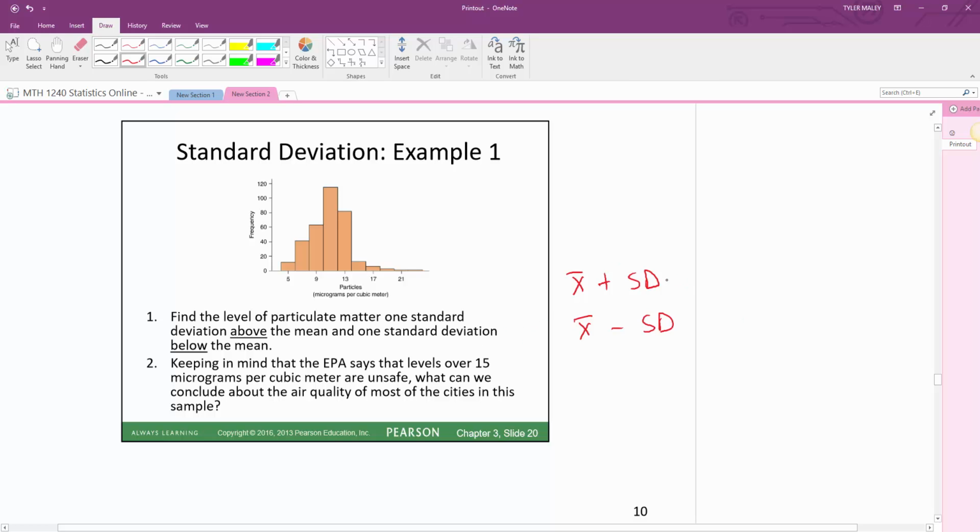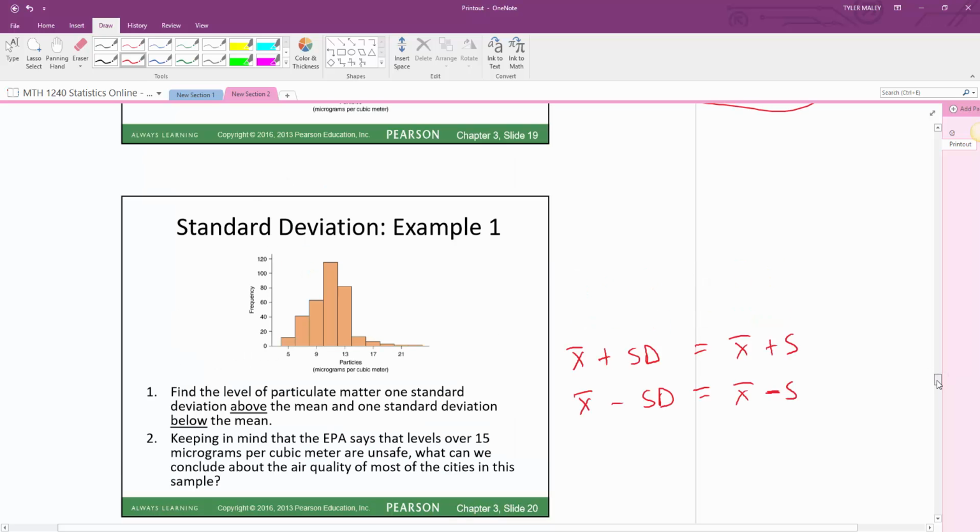And I did write SD. There are other books, like the quantitative reasoning book, which has some statistics in it that I also coordinate and teach, and that book uses SD for standard deviation. So that's fine, or you can use S, as I said before. Either one. And number 2 says, keeping in mind that the EPA says that levels over 15 micrograms per cubic meter are unsafe, what can we conclude about the air quality of most of the cities in the sample? So those are the two questions that we have.